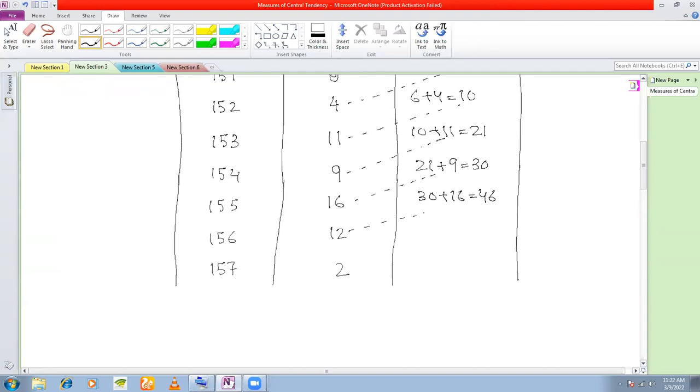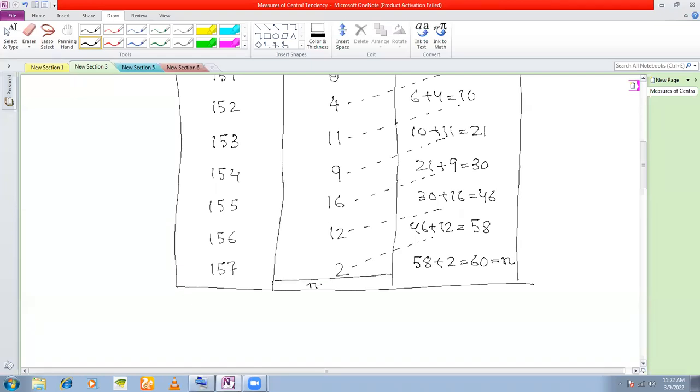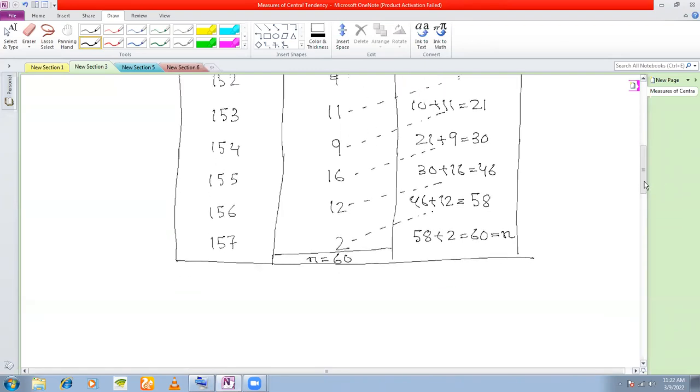And similarly for this one, you add these two: 46 plus 12, which is equal to 58. And finally, you add these two: 58 plus 2 will give you 60. Now, what is 60 here? 60 here is equal to n, the total number of observations, right? If you add this column also, you'll get 60. Okay, so this is the table.